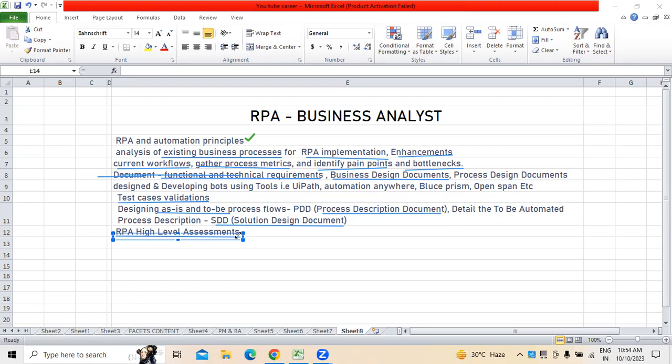And what are the different documents we prepare? I already made a video and posted it on my YouTube channel: what are the different documents a business analyst will be preparing. I'll give the link to that video in the description below this video. If you want to have more knowledge on that, you can watch that video so that you get some idea. This is all about what is majorly required for business analysts relating to RPA.